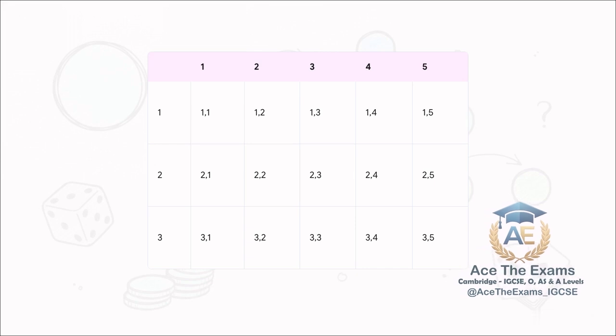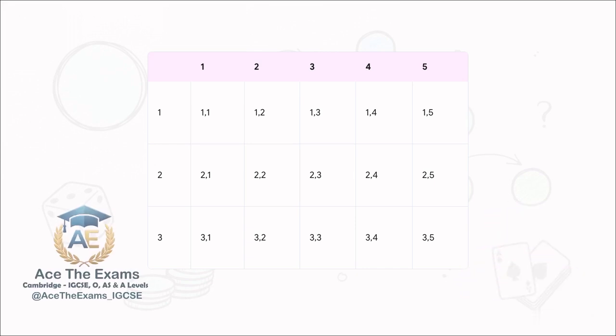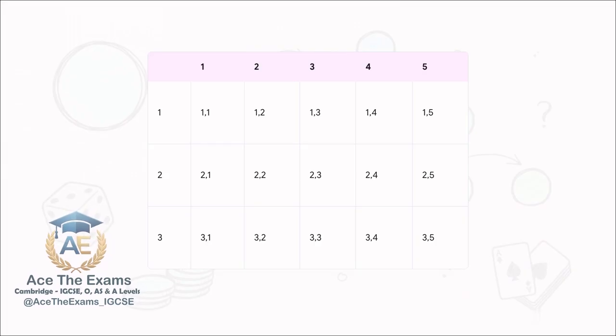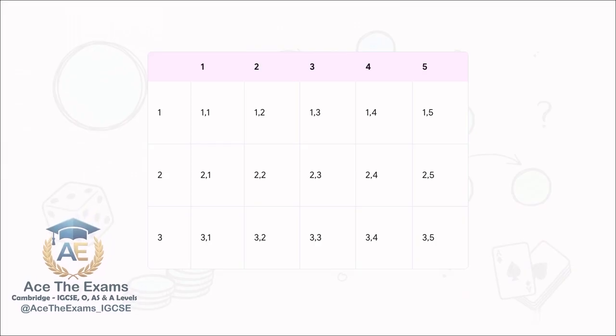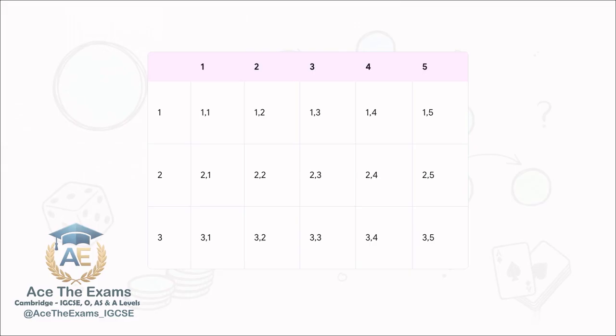If you want to find the probability of, say, rolling double 3s, you literally just pinpoint that single intersection on the grid. Boom, right there, it's 1 out of 36. It's a hugely powerful visual aid.